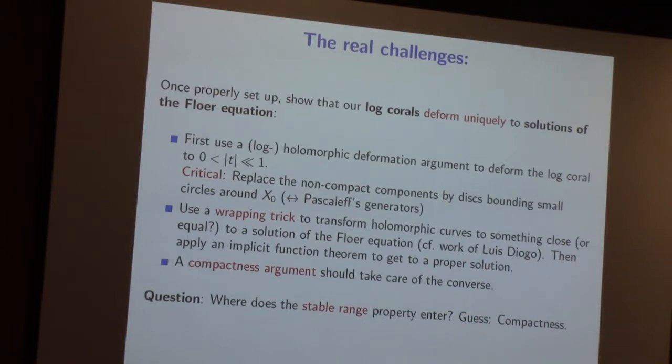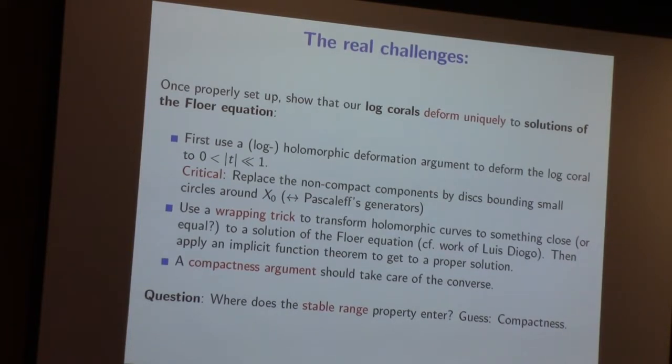So you have to specify, restrict where your outer boundary goes to some kind of. You have to fix something on your outer boundary, okay? So I first want to use this kind of log deformation theory, log holomorphic deformation theory, to deform your log curve to something non-compact with some boundaries. I mean, some sphere with a bunch of disks removed for a small t. Okay. So critically, we have to replace these non-compact components by certain disks forming small circles around x0, like these generators that Pascal wrote down.